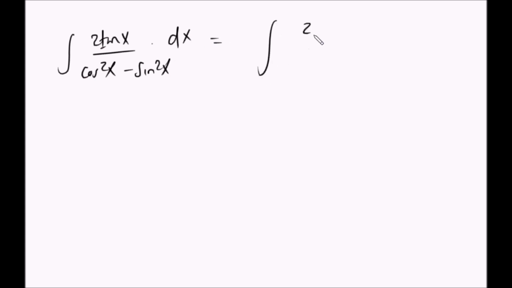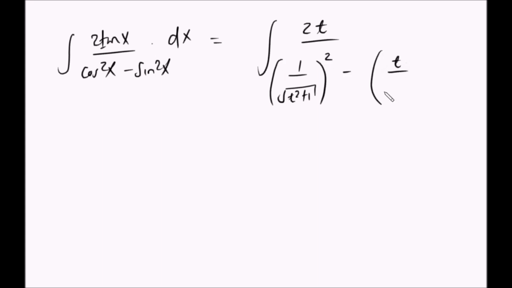So this is our question. Tuna 2 tan x over cos squared x minus sin squared x, integrate with respect to x. So hii itakuwa ni 2 tan x ni t. Cos x ni 1 over the square root of t squared plus 1. So amesema ni cos squared x, kwa hapa ni squared. Minus sin x ni t over the square root of t squared plus 1. So na hapa amesema sin squared x kwa ni squared. So dx yenyewe ni dt over t squared plus 1.